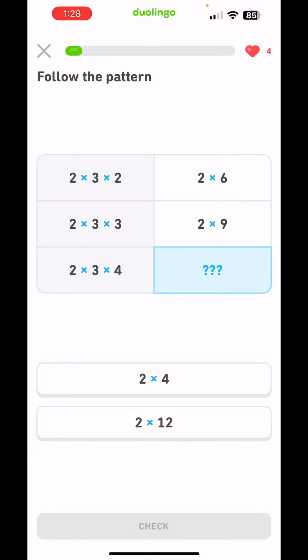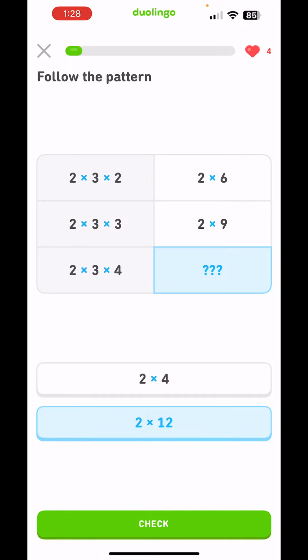Then we have 2 times 3 times 3. 3 times 3 is 9, 9 times 2 is 18. And then we have 2 times 3 times 4. 2 times 3 is 6, 6 times 4 is 24. So our equal equation would be 2 times 12, which is also 24.